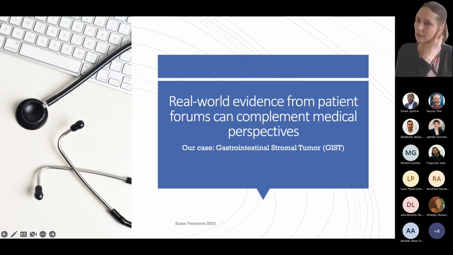We had a specific case here, and that is the case of a rare form of cancer called gastrointestinal stromal tumor, GIST. And we had a direct collaboration with the worldwide patient community for this disease. Here, the hypothesis was that real-world evidence from the patient forums of this disease can complement medical perspectives, so medical studies of the effect of medications.